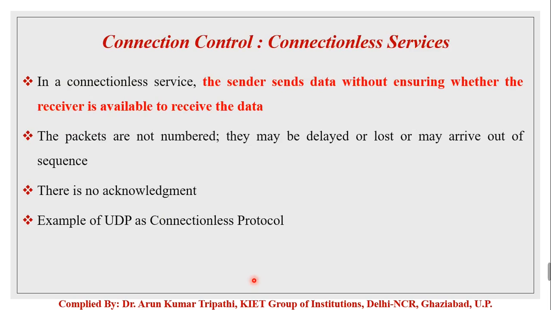Another one is the connectionless services. In connectionless services, there is no need to establish a connection between sender and receiver. The sender can send the data without ensuring whether the receiver is available to receive the data or not. For example, in our television, the satellite is continuously sending the data whether our TV is on or not. The packets are not numbered. They may be delayed or lost or may arrive out of sequence. There is no acknowledgement. An example of a connectionless protocol is UDP.